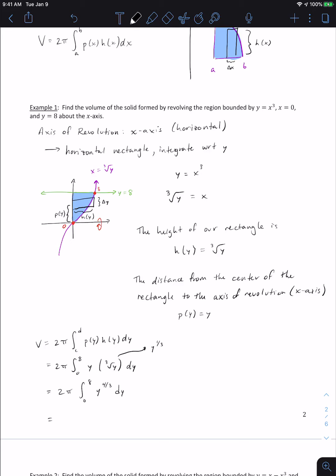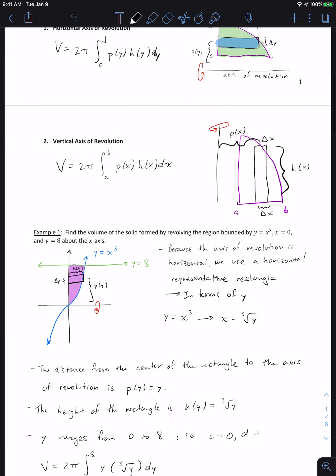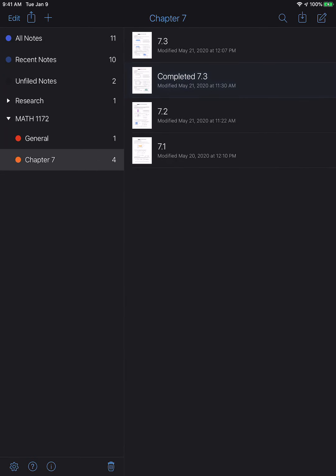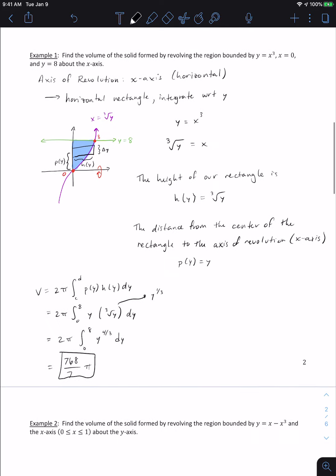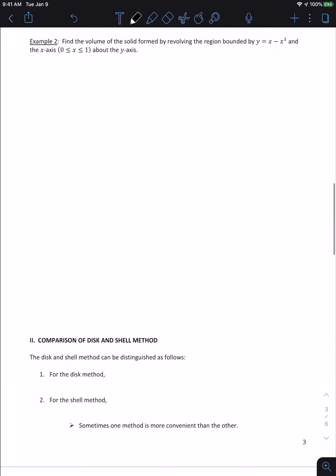And now if I solve that integral, I end up getting, off the top of my head, I don't know. Sorry. 768 over 7 pi. Right? Okay, so now let's look at when I have a vertical axis of revolution.